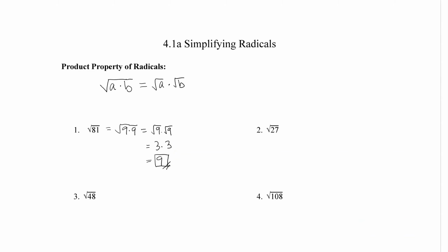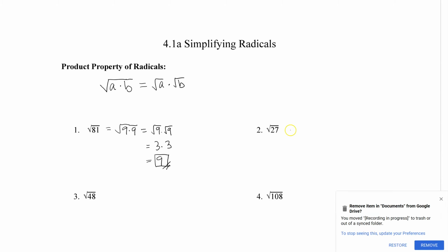We can also use it to simplify radicals. So I can take the square root of 27, and I can write that as 9 times 3. And 9 has a square root, so I can rewrite this as the square root of 9 times the square root of 3, and the square root of 9 is 3, so we get 3 times the square root of 3.